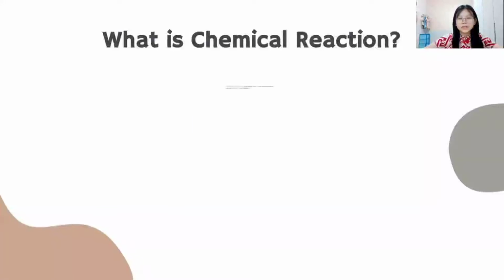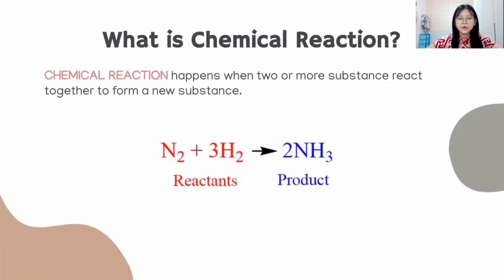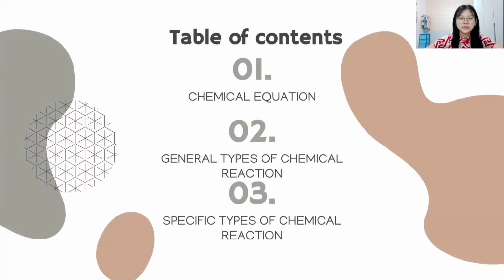What is a chemical reaction? A chemical reaction happens when two or more substances react together to form a new substance. Below is an example of a chemical reaction. The left side is the reactants and the right side is the products. In today's lesson, I'm going to explain three subtopics.